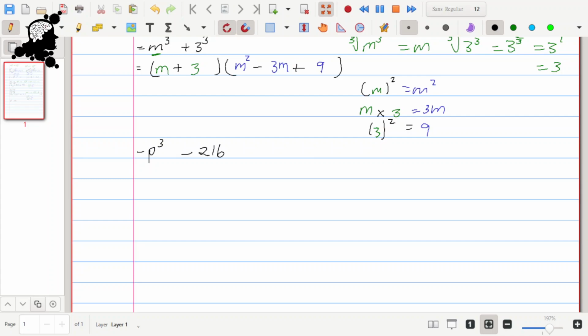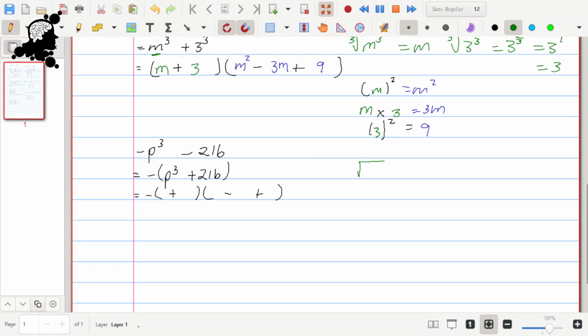But what I would like to do in this instance, instead of going straight to factorizing, is take out a common factor. Our common factor here is going to be negative 1. I remain with p cubed plus 216. Next, I can open my small bracket and my big bracket. The small bracket always takes the sign of the original expression. This is minus, this is plus.